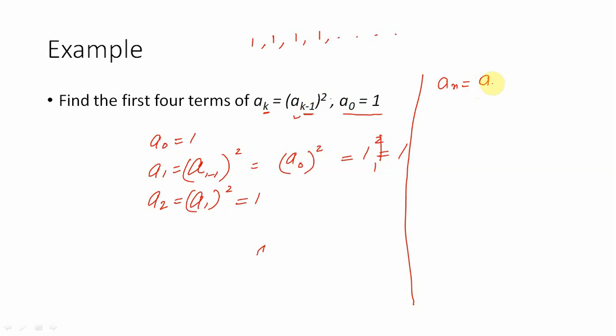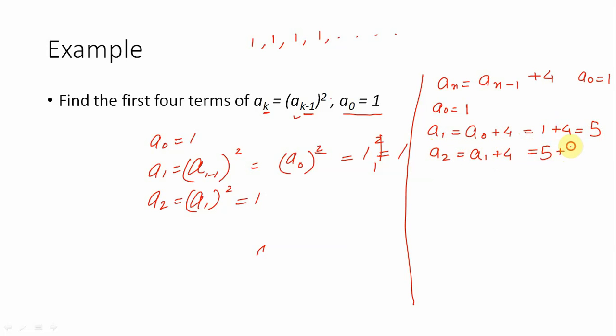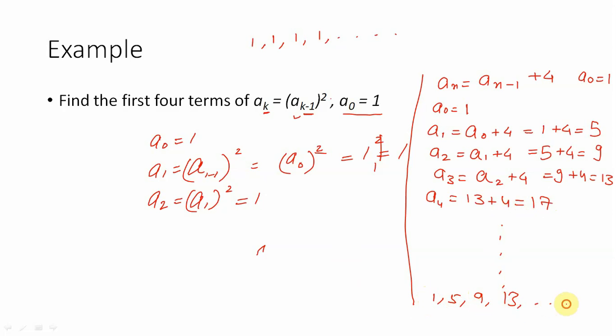Let's say an is equal to an minus 1 plus 4, a0 is equal to 1. Let's take this recurrence relation, and now I want to find out the first four terms. So now I have a0 is equal to 1, a1 is equal to a0 plus 4, that is equal to 1 plus 4 is equal to 5. a2 will be a1 plus 4, that is 5 plus 4, that is 9. a3 will be a2 plus 4, that is 9 plus 4, that is 13. a4 will be 13 plus 4, that is 17, and so on and so forth. So this way, if you have been given a recurrence relation and an initial condition, you can find out the series. So the series over here is 1, 5, 9, 13 and so on.